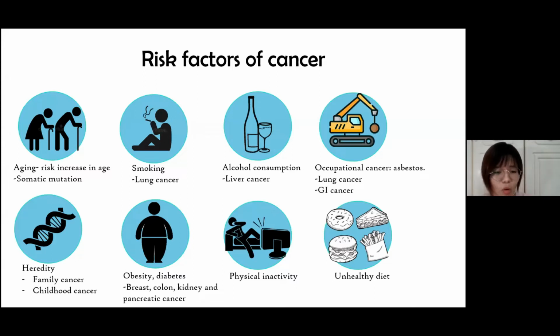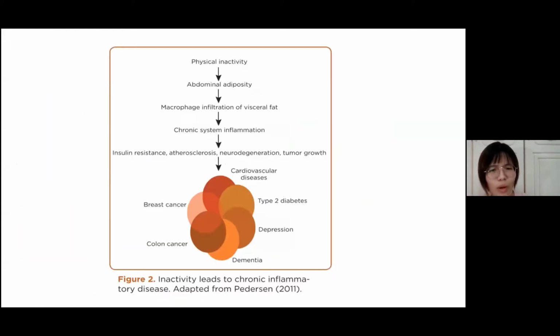Okay, another one is obesity, or someone who has a chronic metabolic disease like diabetes, including an unhealthy lifestyle and physical inactivity. These can trigger breast, colon, kidney, or pancreatic cancer, or other cancers also. So why? Another mechanism is that when you are physically inactive, meaning you are not moving a lot and you eat a lot of unhealthy food, mostly the unhealthy food will cause fat deposits on the abdomen, meaning your tummy is getting bigger.